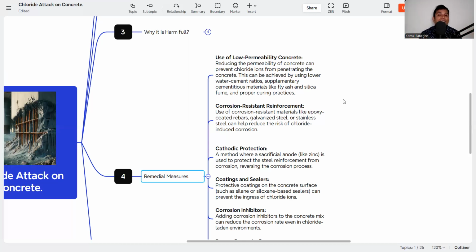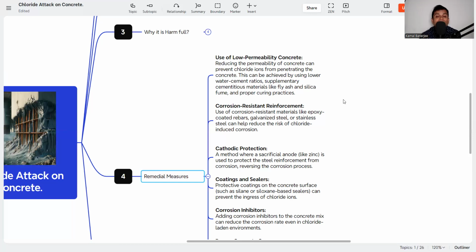Then, corrosion resistant reinforcement. Now we have corrosion resistant reinforcement in the market, and we can use that. It also helps to reduce chloride attack. Using corrosion resistant materials like epoxy coated rebars, galvanized steel, or stainless steel can help reduce the risk of chloride induced corrosion. This way, even if chloride ions penetrate, they will not react with the reinforcement. If it cannot react, the corrosion will not happen.